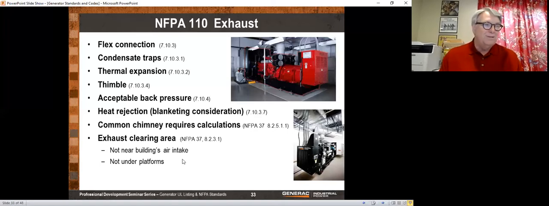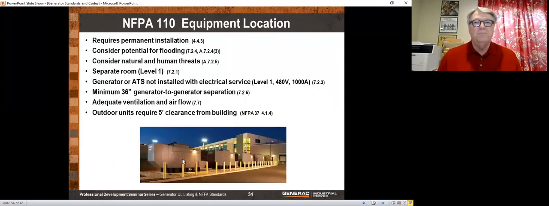One of the problems that can happen is you exhaust under a building's air intake. That's so easy to do because you're just not thinking about it. The guy doing the generator is not the guy who did the HVAC system, and obviously you can't exhaust near a building's air intake or under a platform for reasons of carbon dioxide.